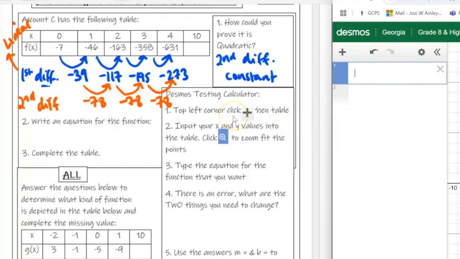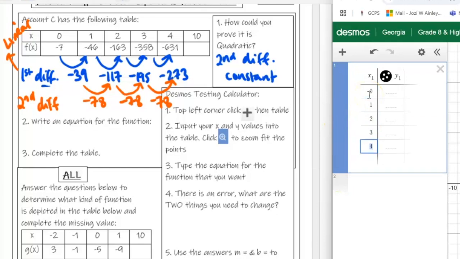So what I'm going to do is, it says in the Desmos calculator, click the top left corner, so plus. Then table, boom. Input your x and y values. So here are my x and y values. So it goes 0, 1, 2, 3, 4, and I'll put the 10 in later because I don't know what that one is yet. And then here it's negative 7. The only thing I can say about this, guys, is just be really careful to double check your numbers to make sure that you typed in the correct thing.